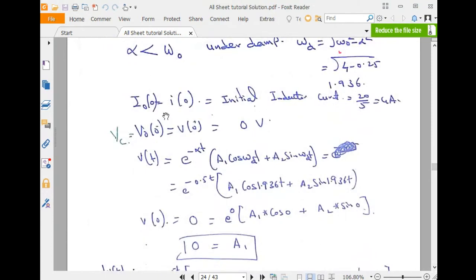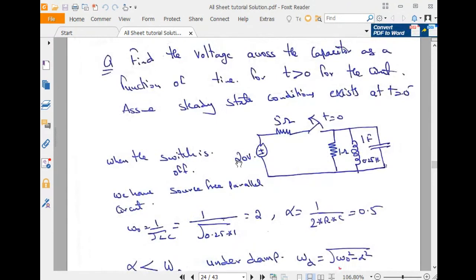So I of 0, the initial inductor current, equals 20 by 5, equals 4 ampere. How will you get this? Understand this? I equals V by R. What is V? V is 20 and R is just 5.